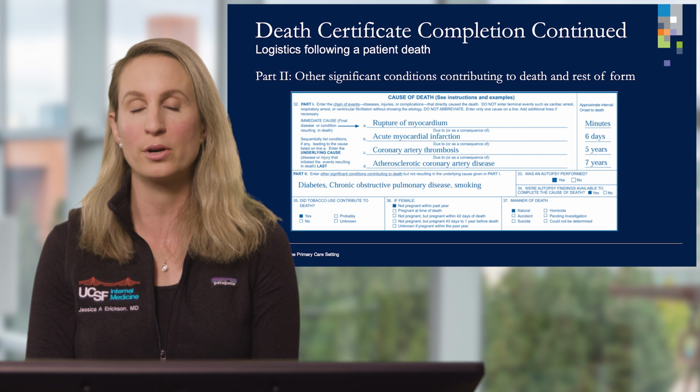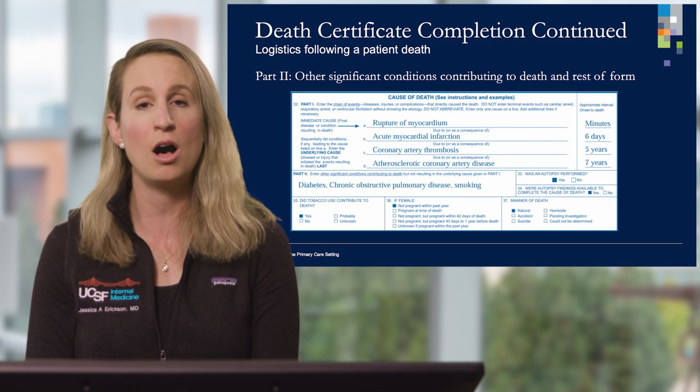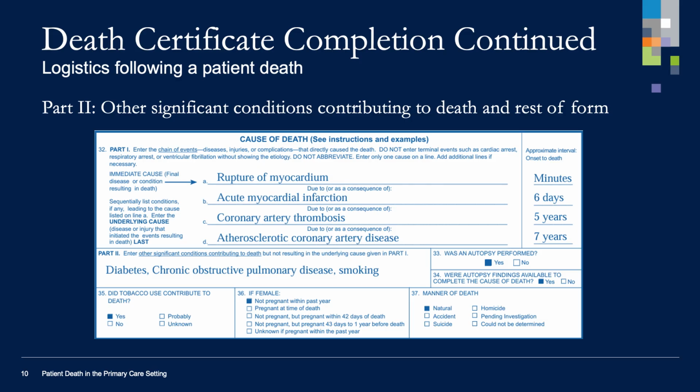Part 2 asks you to enter all diseases or conditions that could have contributed to the patient's death that were not reported in the chain of events in Part 1 and that did not result in the underlying cause of death. For example, in this case, our patient's direct cause of death was from a rupture of his myocardium, but various other conditions such as diabetes and chronic obstructive pulmonary disease likely contributed to his death as well. If there are 2 or more possible sequences that resulted in your patient's death, just choose the one that, in your opinion, most directly caused the death to report in Part 1.